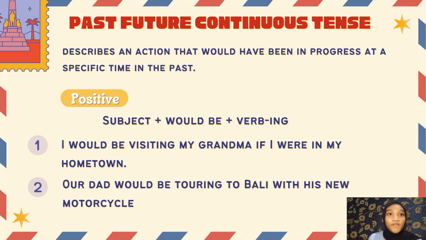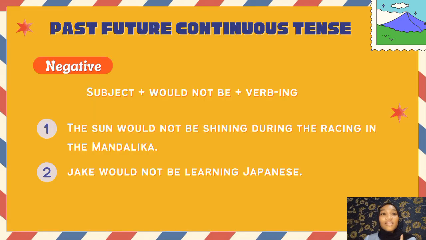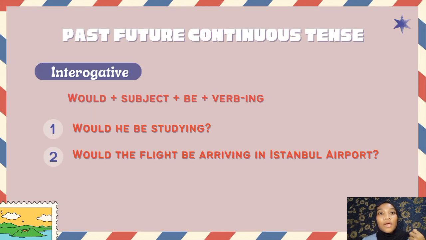Next is past future continuous tense. The past future continuous tense is used to describe an action that would have been in progress at a specific time in the future. For the positive forms, the formula is subject, will, be, and verb ing. For the negative forms, the formula is subject, will, not, be, and verb ing. For the interrogative forms, the formula is will, subject, be, and verb ing.